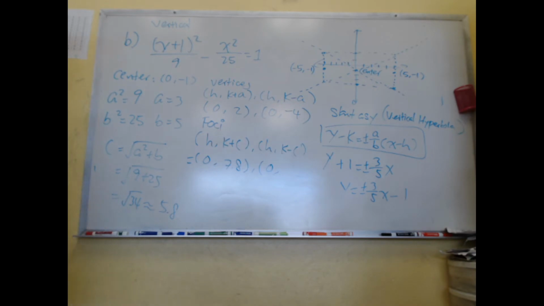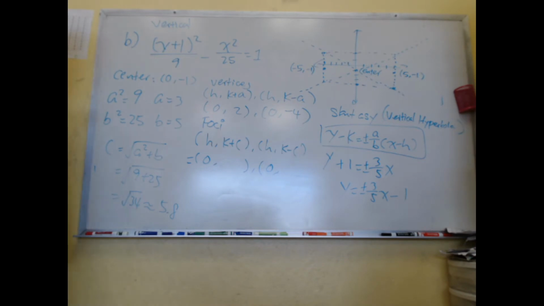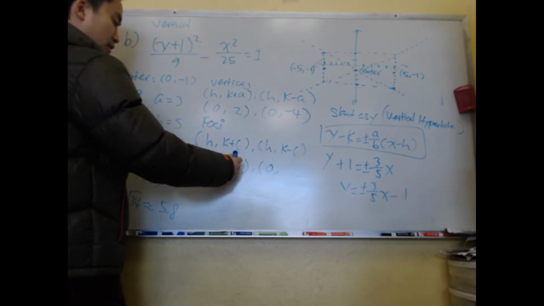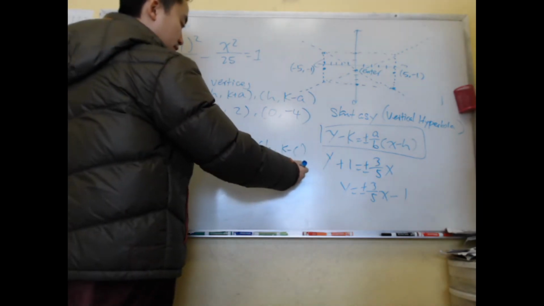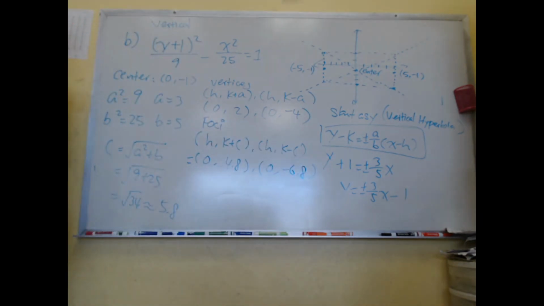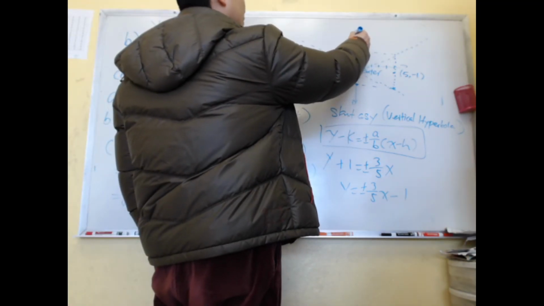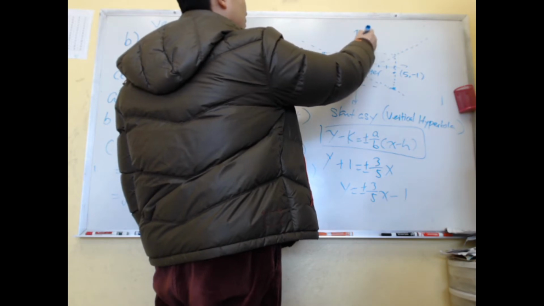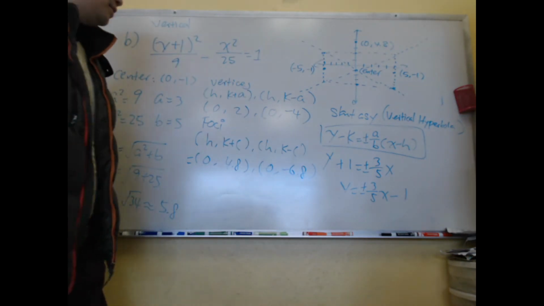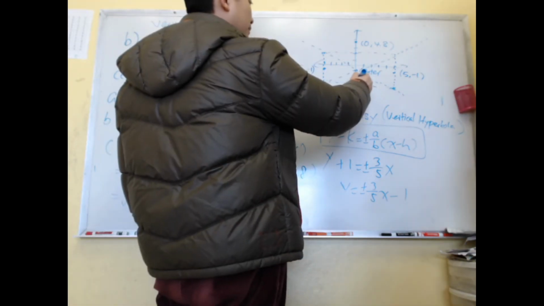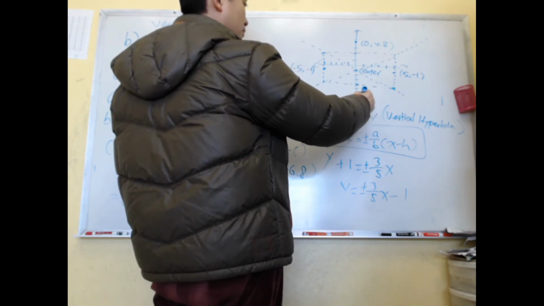Wait, hold on a second. Why are you using 2? Wait, no. We're using what? k, right? So -1 plus 5.8, so it's 4.8. And then the other one, what is that? -1 minus 5.8, -6.8. Is that right? So 0, 4.8. And then the other one, what is that? 0, -6.8. Somewhere over here.